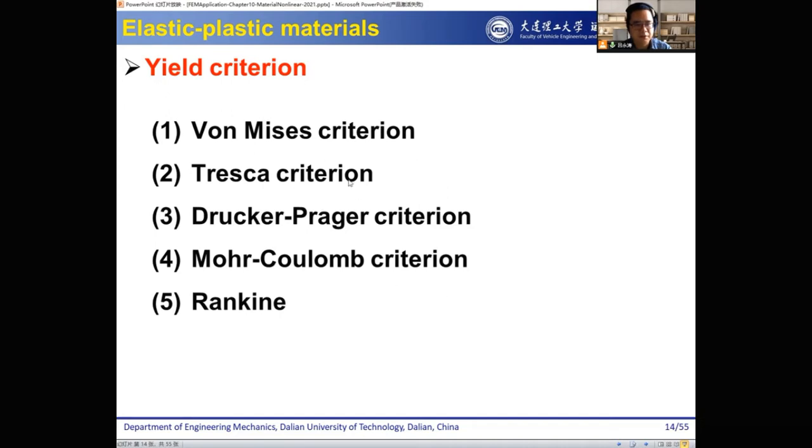So let's go through each of them and see what the definition of each yield criterion is, what the difference between them is, and for a specific material, which yield criterion we should use. If we use the wrong yield criterion, then the mechanical behavior of the model will be very different, and you cannot accurately simulate the mechanical behavior of the material.